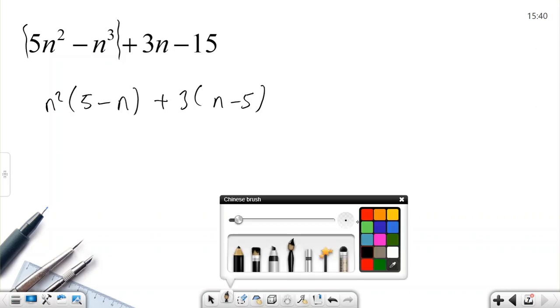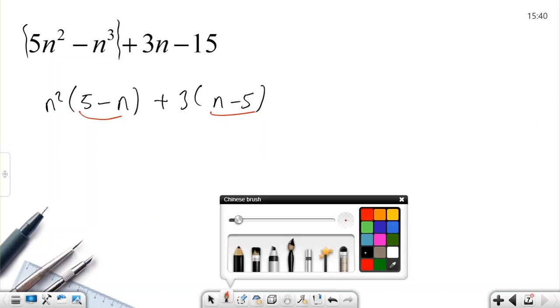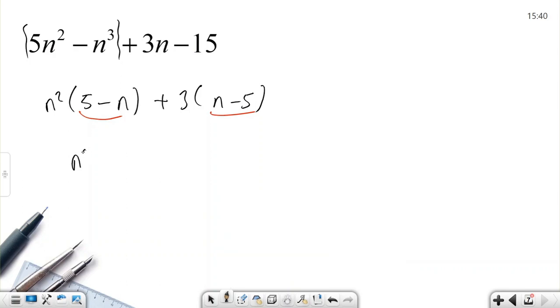So here, as you see, I have two algebraic expressions, but their signs are opposite. So what can I do here? Instead of n minus 5, I can write 5 minus n. Let's try. N squared times 5 minus n. What was the rule? N minus 5, I can write instead of that one minus 1 multiplied by 5 minus n.